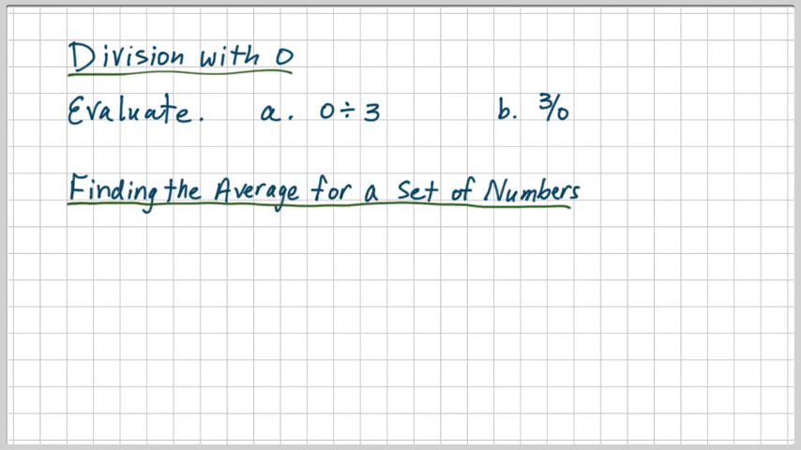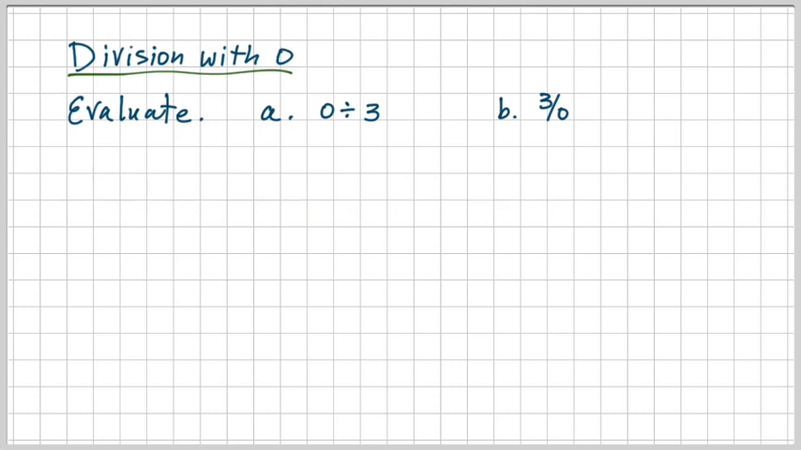Wait a second, I need to go back. So this is 0. Let me change colors here. And on 3 divided by 0, you should have said that one is undefined. You can't do division by 0. So let's talk about why.